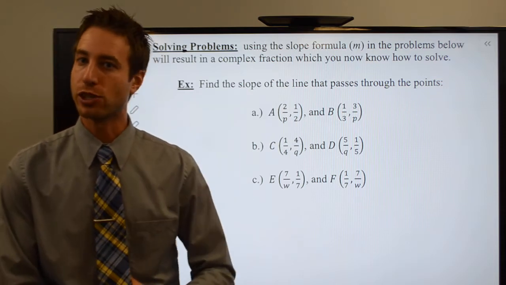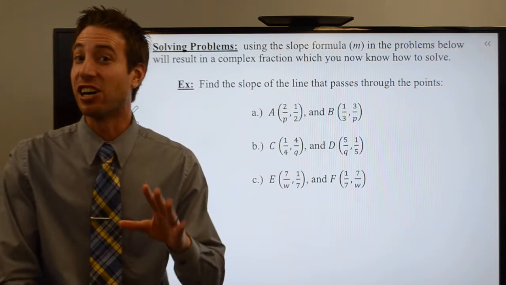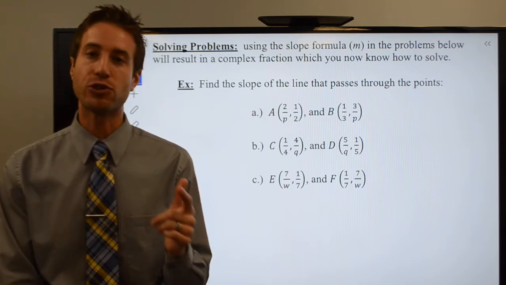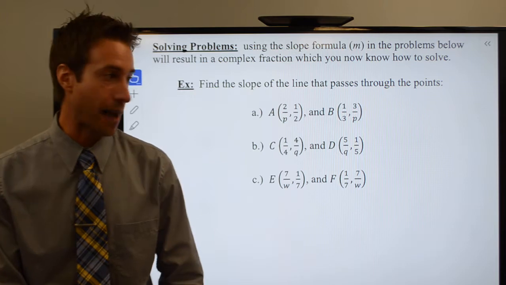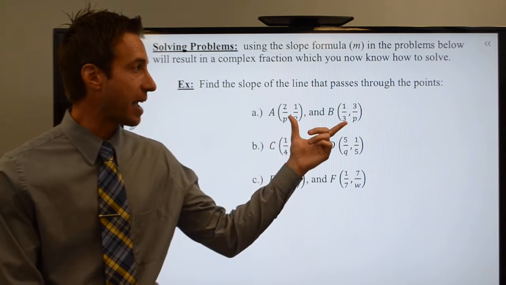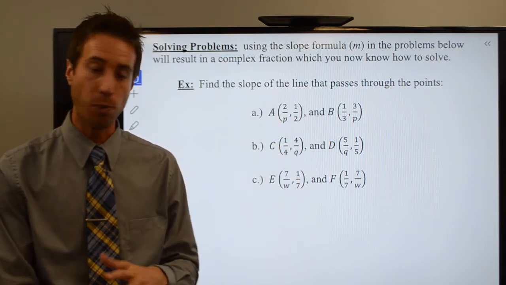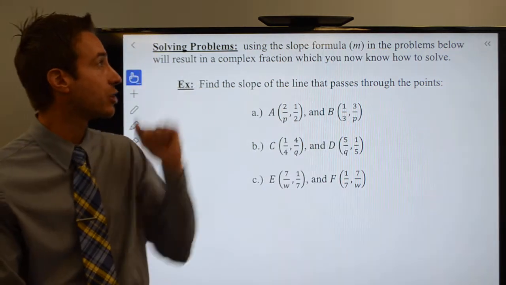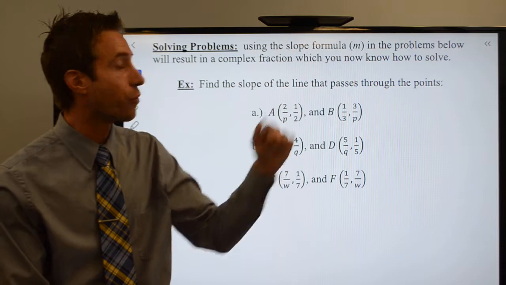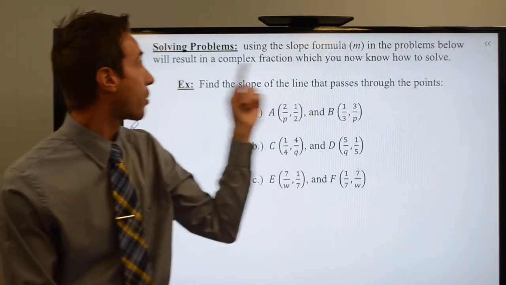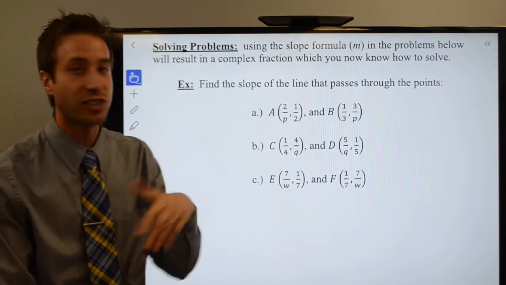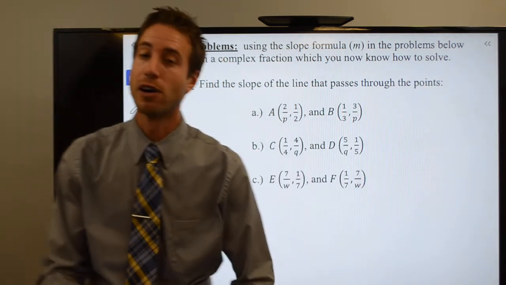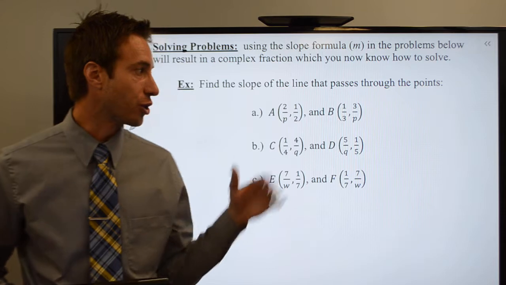Those problems we just looked at that are really kind of ugly at the start. Well, it turns out that I can give you something exactly like that by giving you ordered pairs that represent a slope but have a variable in them that I want you to solve for. So this is going to be solving problems using the slope formula for m. And in the problems, you're going to wind up with complex fractions, complex rational expressions, that you'll need to solve for that variable. Let me show you what it looks like.